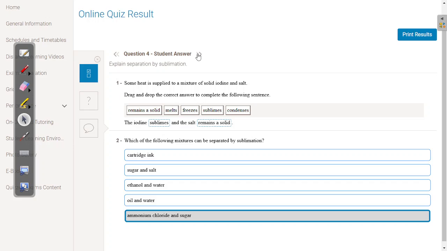Some heat is supplied to a mixture of solid iodine and salt. The iodine sublimes and the salt remains solid. There are some solids you need to memorize that sublime, or sublimate. They are iodine and ammonium chloride. I don't think we took this, but I'm not sure, so I'll just do it just in case. Which of the following mixtures can be separated by sublimation? Ammonium chloride sublimates, so you choose that one.